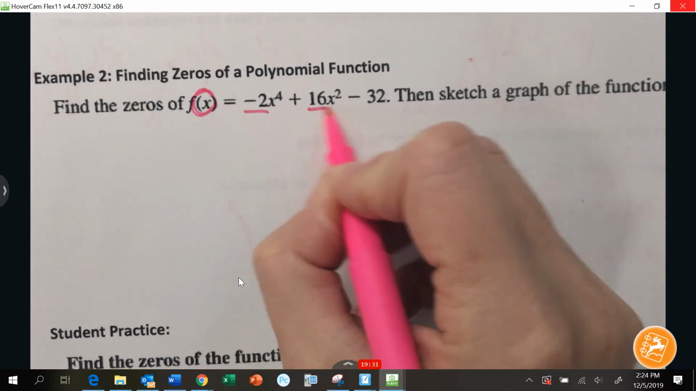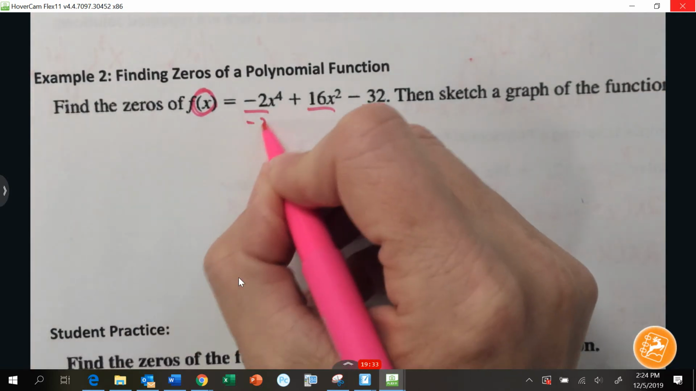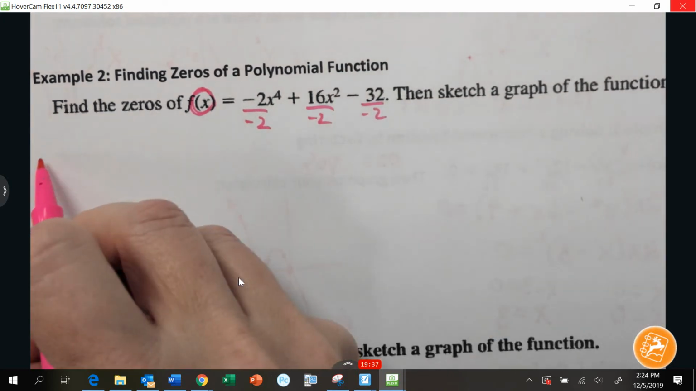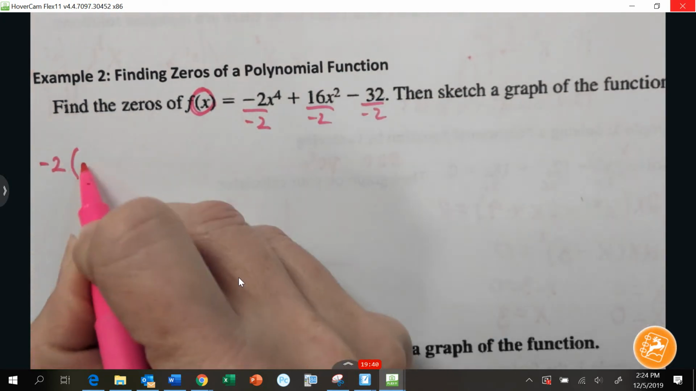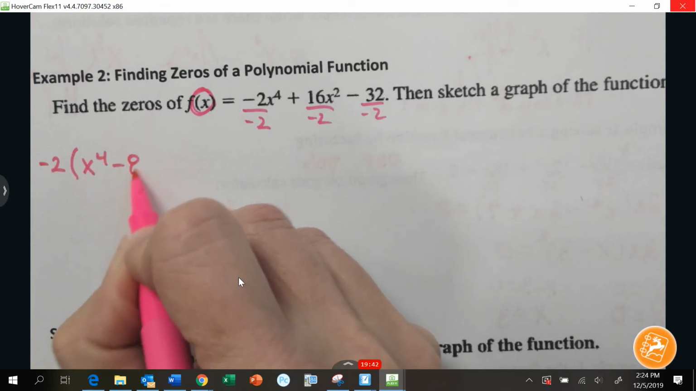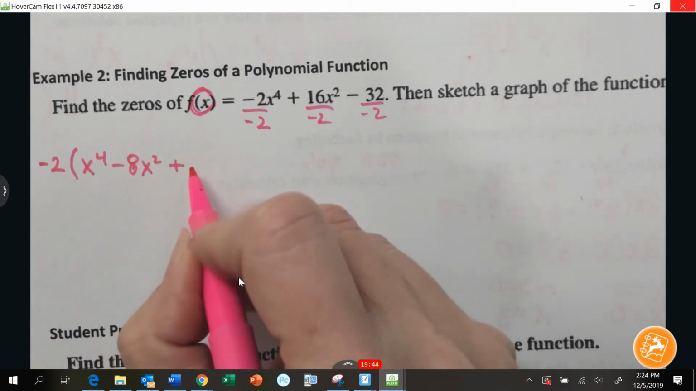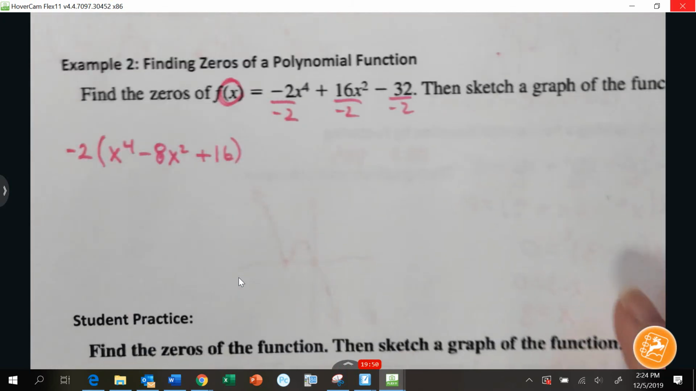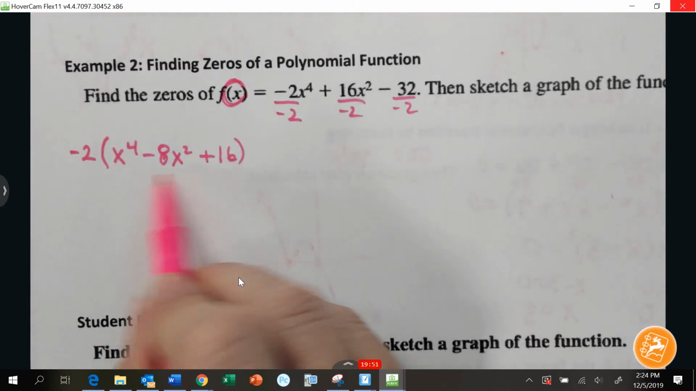GCF. What are we taking out? I'm taking out a negative 2. I don't know about you guys, but I'm going to take that negative out. So I got negative 2, x to the 4th, minus 8x squared, plus 16. I still have to factor this trinomial.